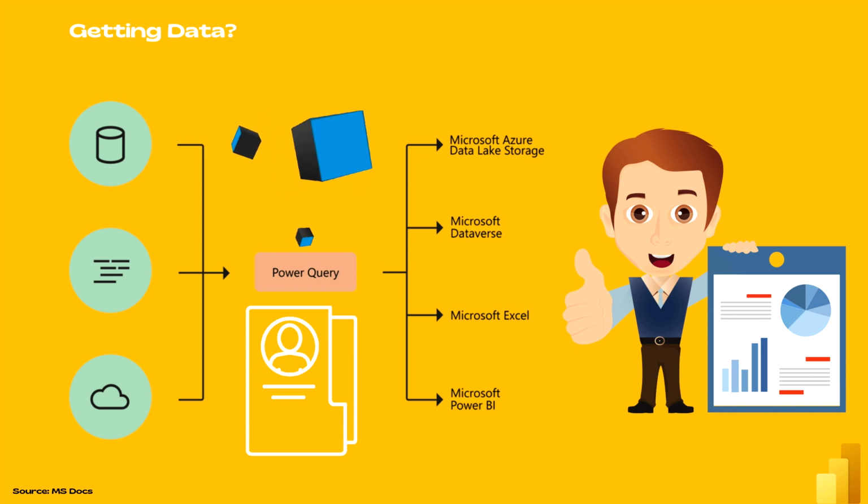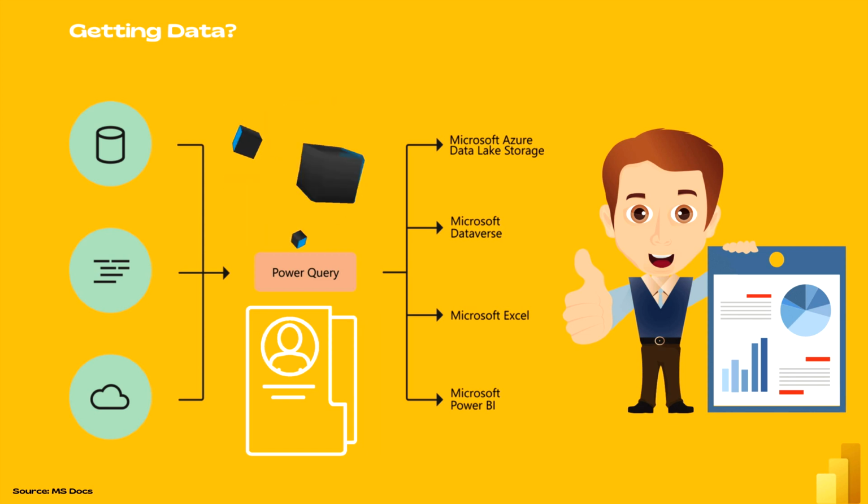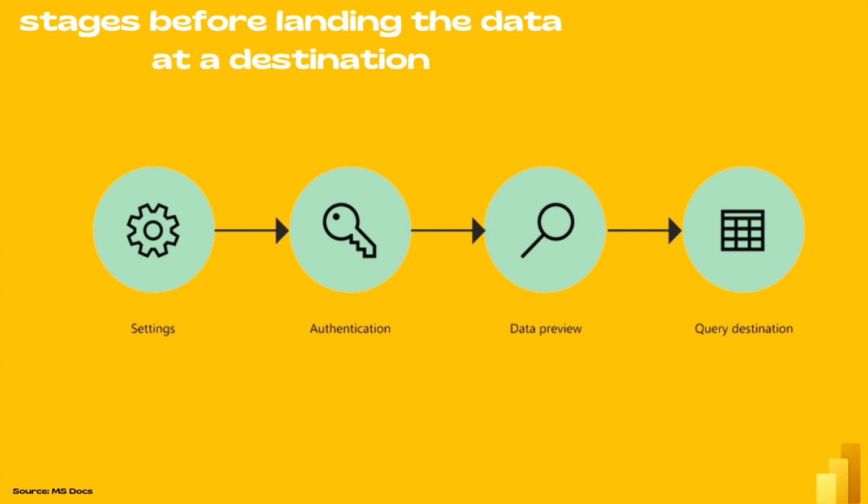The very first stage is getting data. In short, getting data simply means getting the data from different data sources via Power Query for different tools such as Microsoft Azure Data Lake Storage, Microsoft Dataverse, Microsoft Excel, or Microsoft Power BI. Stages before loading the data at a destination. That means whenever you are getting data from a data source using Power Query, what are the different stages it goes through? The first is the setting, then authentication, followed by the data preview, and at last the query destination, where you load the data and can make further transformations to it. You should note that setting means the connection settings here.